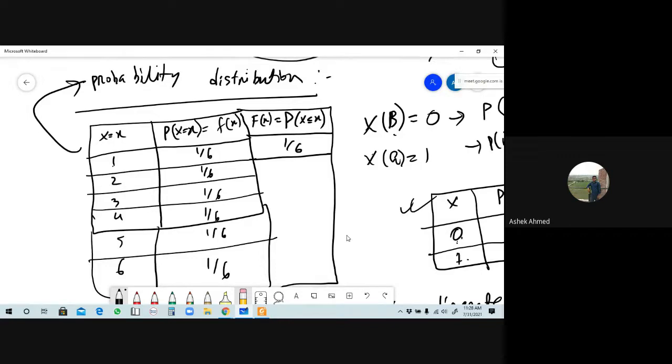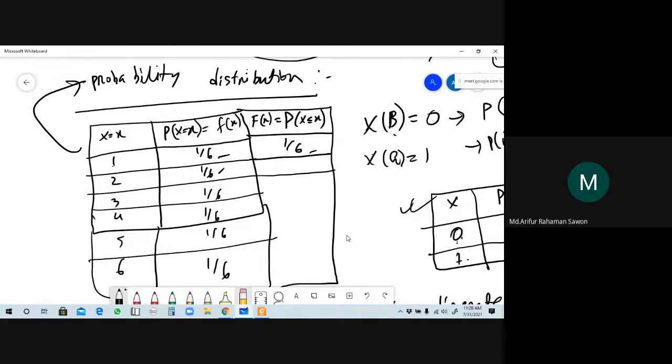Then you have to remember, always, the CDF of the first element will be the same as the corresponding probability. The corresponding probability is 1/6, so your CDF will be 1/6. Understand? Now tell me, what will be the CDF for 2?